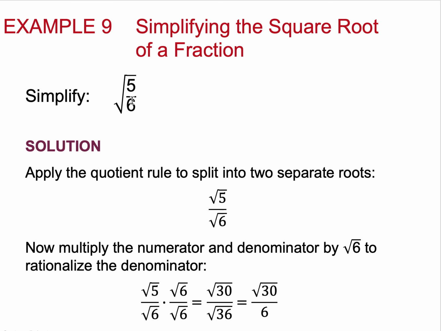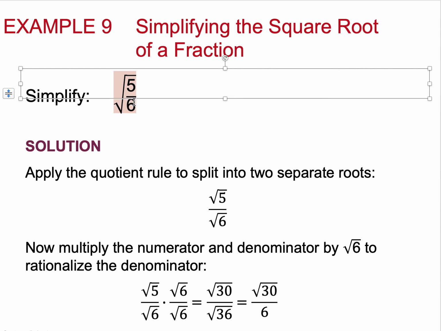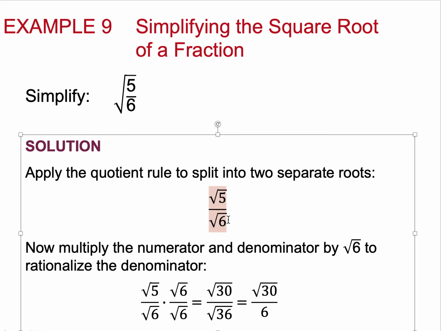What about this one? If I have a fraction under a square root and they don't divide, so 5 divided by 6 doesn't get me anywhere. So this is not simplified. That's something your students are really going to need help with. You're going to have to make them see that this is not fully simplified because it's actually the square root of 5 divided by the square root of 6. So we need to rationalize the denominator.